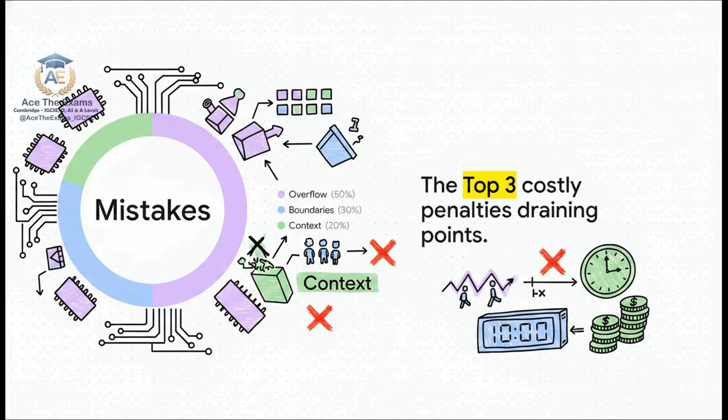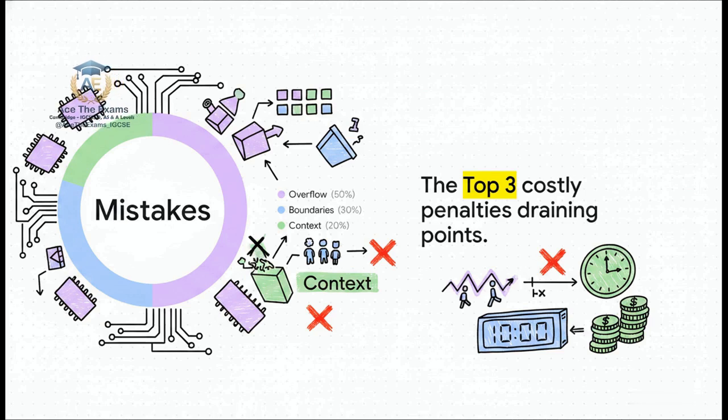The top 3 mistakes are, number 1, students completely ignore overflow and edge cases during BCD arithmetic. Remember, if a 4-bit sequence exceeds 9, it is invalid in BCD. Failing to account for that is a massive penalty. Number 2, forgetting to check boundary conditions. And number 3, providing generic answers that are not specific to the context given in the question.